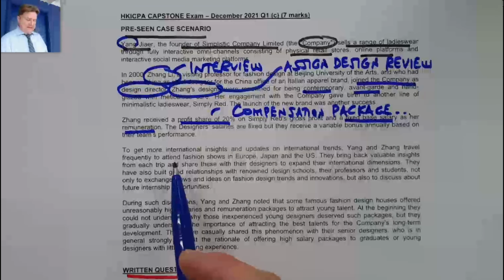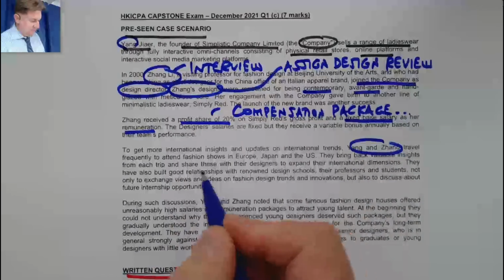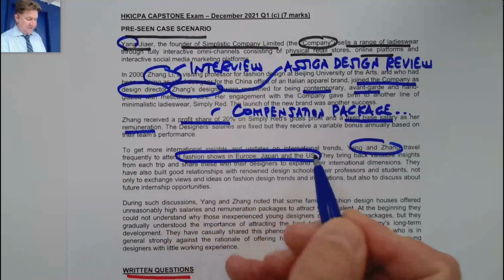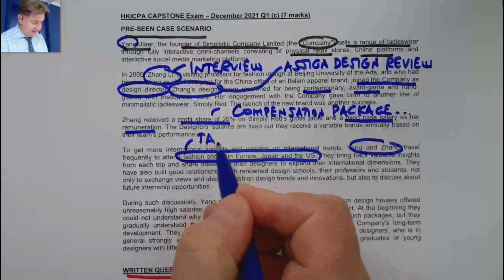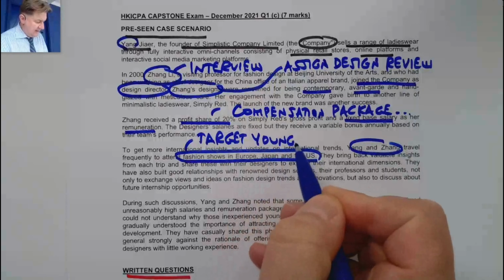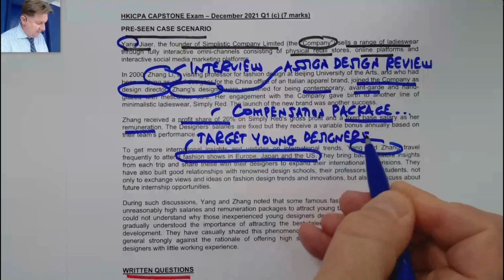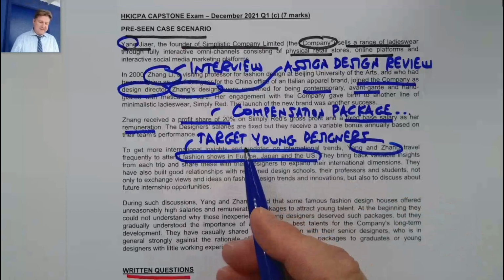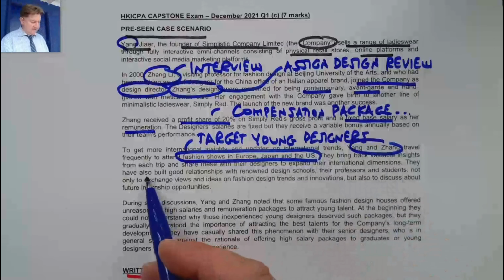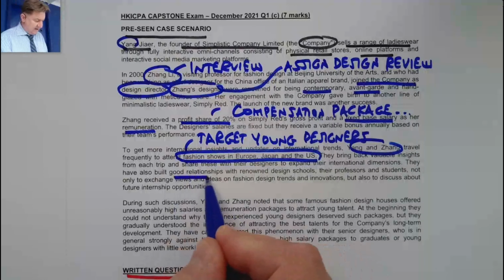It says to get more international insights and updates, Yang and Zhang travel to attend fashion shows in Europe, Japan, and US. Well, if they go to fashion shows, this is definitely somewhere, if we're recruiting externally, where we could target these young people here where they are likely to be and attending. So definitely, this is somewhere where we want to target our young designers. It says they bring back valuable insights from each trip, share with the designers. They've also built up good relationships with design schools.